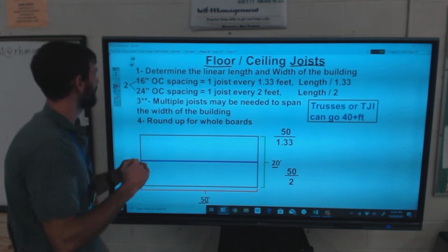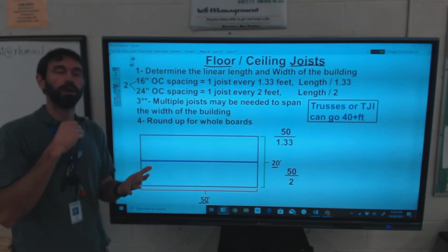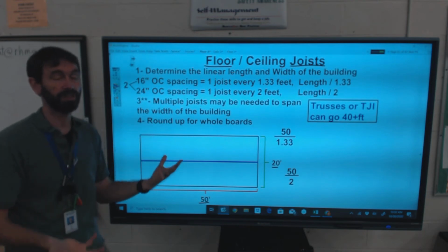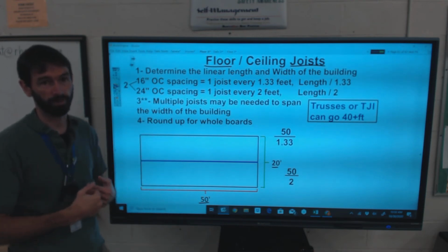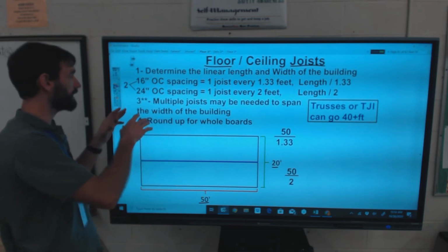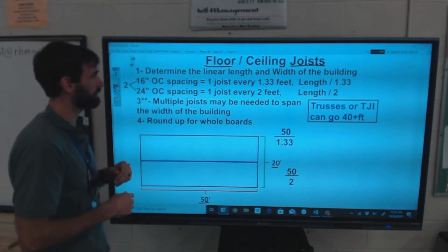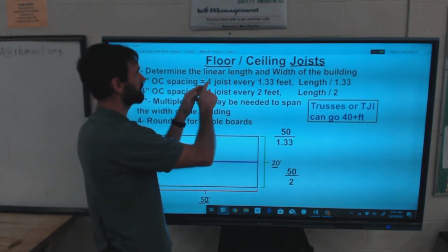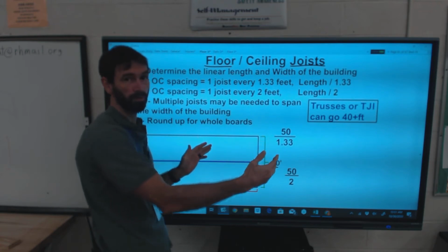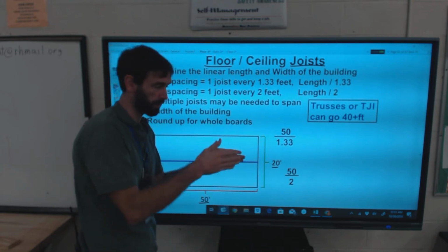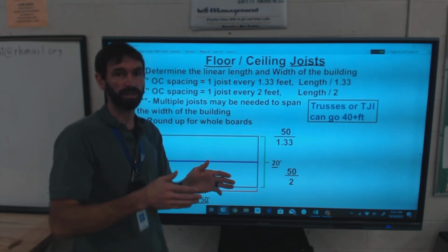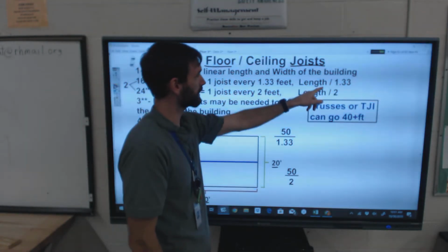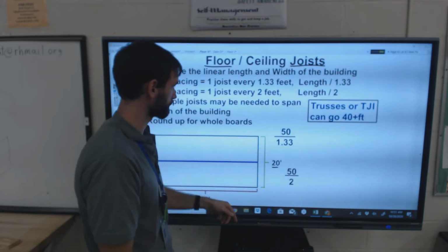Step number 2, now this comes into play. Are you running 16 inches on center or are you running 24 inches on center? Because you're going to need to do a different math formula for each one. For right now, let's focus on the 16 inches on center. 16 inch on center spacing is equivalent to placing one joist every 1.33 feet, because that's what you get when you compare 12 inches to 16 inches. It's 16 inches, 1.33 feet. Right? So you'll take your length of the building divided by 1.33. Okay?